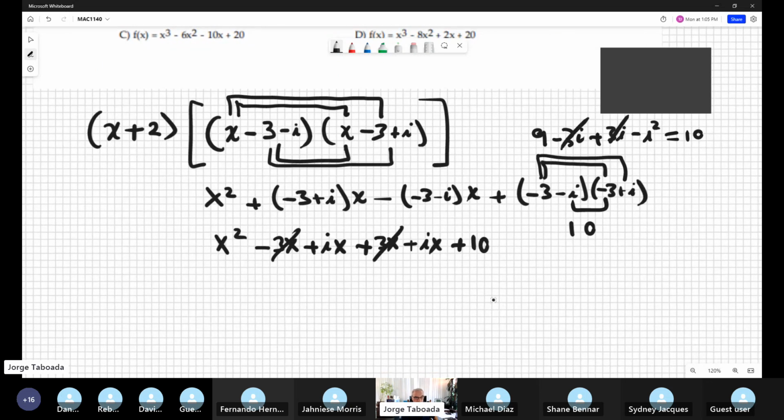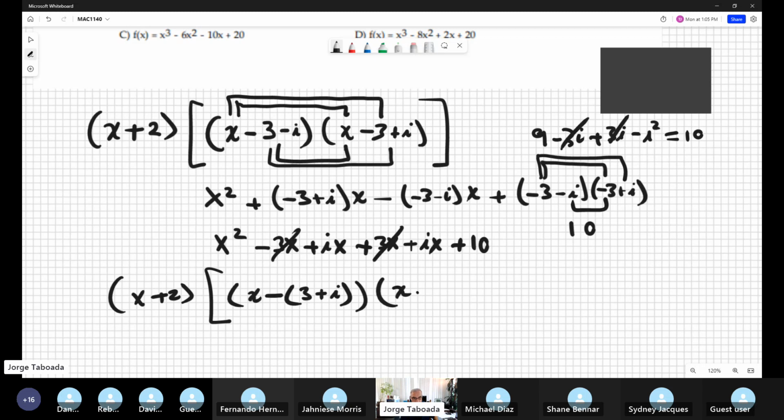Look. x plus 2, bracket, x minus parentheses 3 plus i. Close the parenthesis, that is the second factor. The third factor is x minus 3 minus i. Cool. Close the parenthesis and bracket. We're doing the multiplication of the bracket first, which is complex.